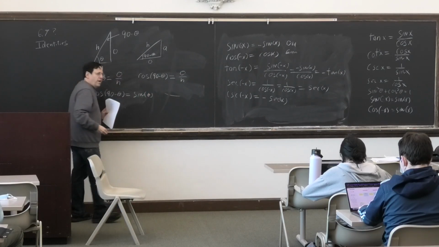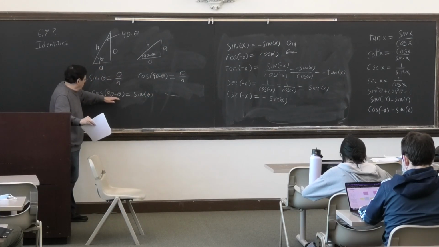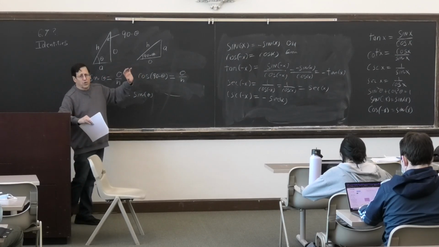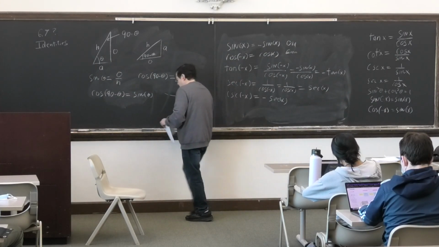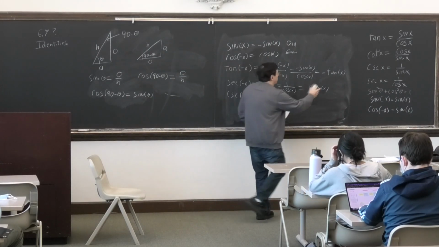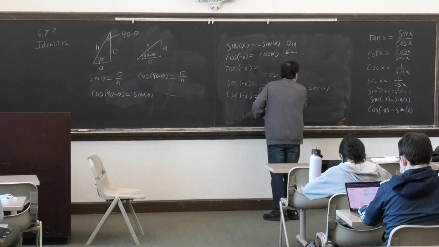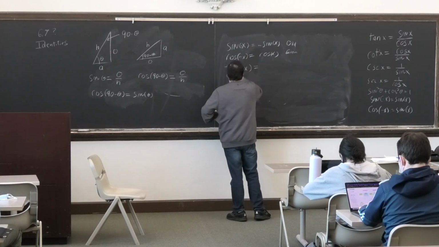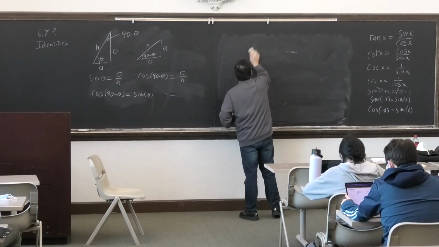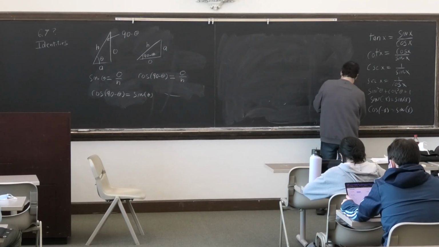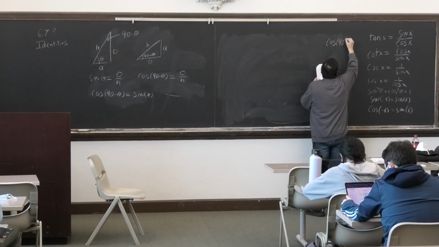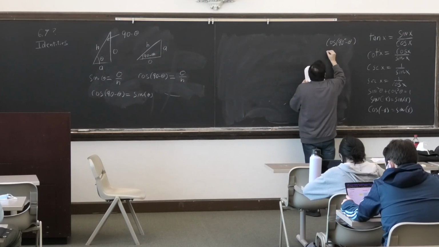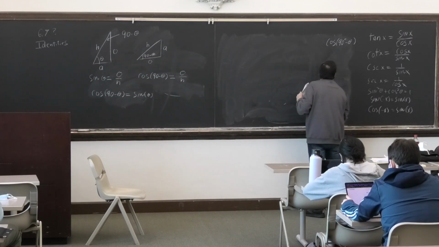I think when we were doing graphs, we might have looked at that and seen that, sure, if you translate the cosine function, it just overlays the sine function. So I think I'm going to keep this list going. So we have cosine of 90 degrees minus theta. Leave enough room.